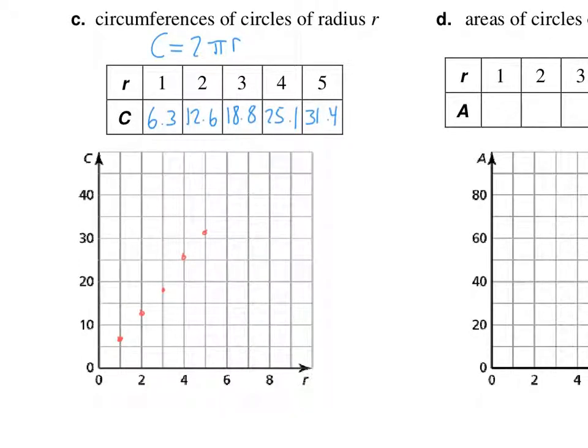Our circumference problem, we see that yes, we have a linear function. We go 6.3, 12.6, 18.8, 25.1, 31.4 if we're rounding to the first decimal place. And that looks pretty much linear. We got a line that goes right through it there. Something like that, and this would be linear.